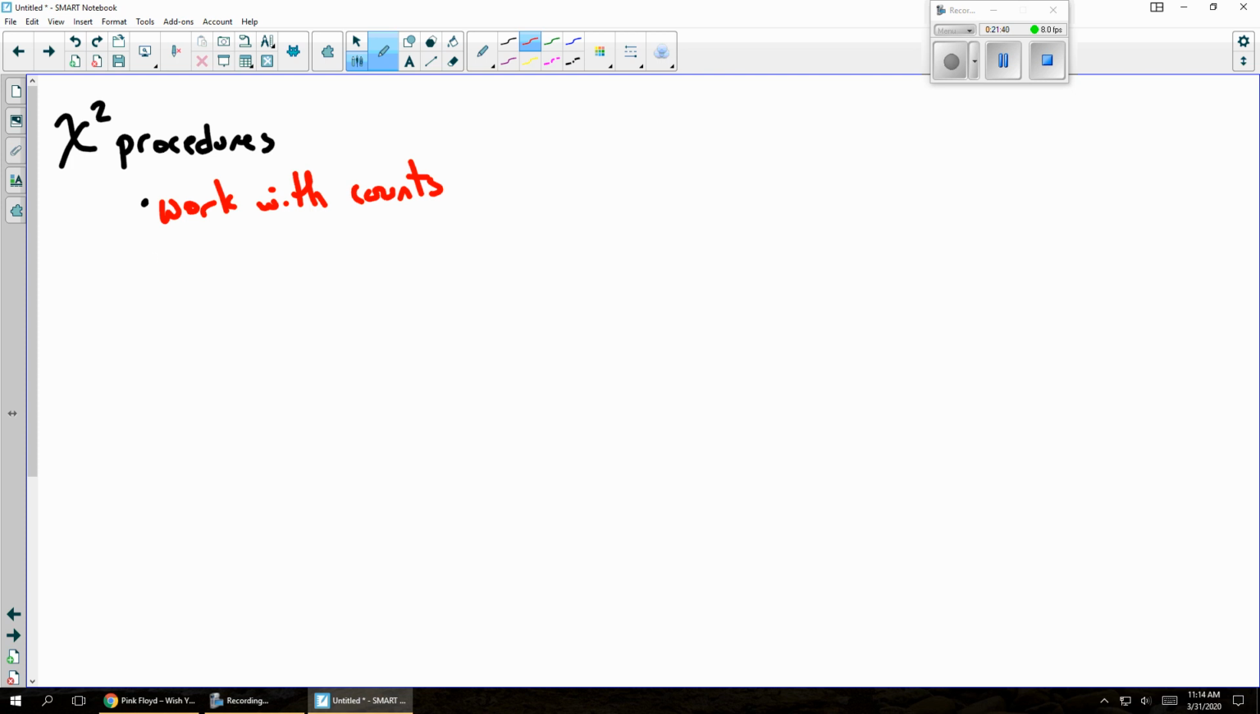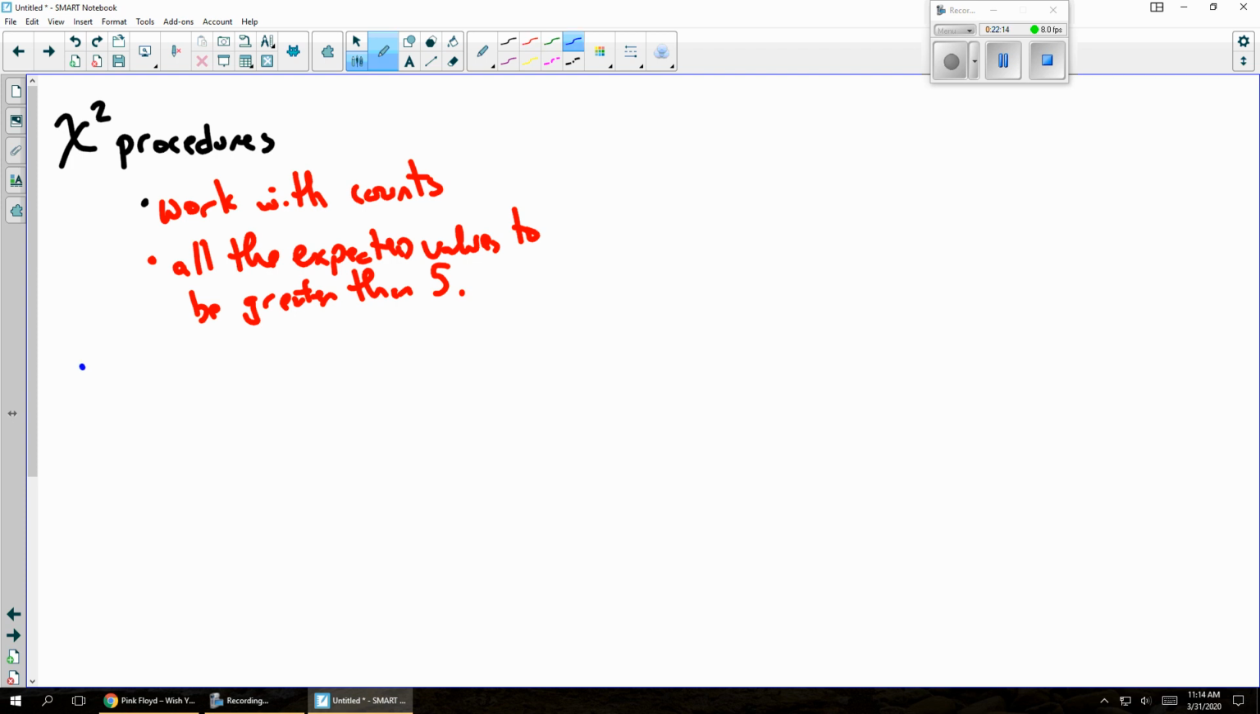And then we need all the expected values to be greater than 5. Some textbooks will teach that most of the expected values need to be bigger than 5, and so if you had one small group or less than 20% of the groups to be less than 5, you'd be okay. But we'll leave it at this for now. And if this is the case, then you would say, therefore, I will use the chi-squared procedures. And there's actually 3 different chi-squared procedures that we talked about. One of them was called goodness of fit.